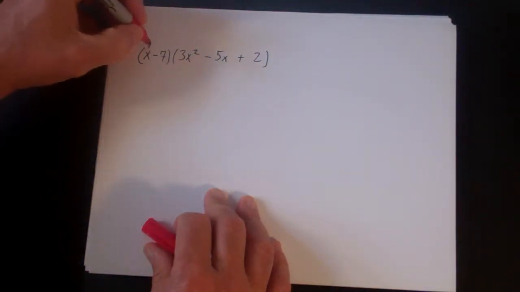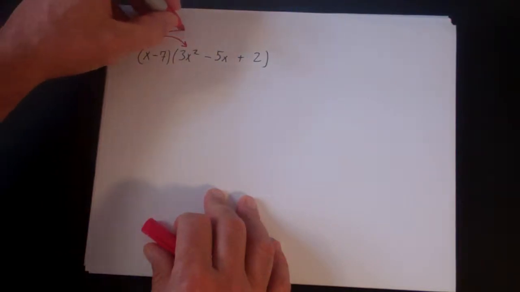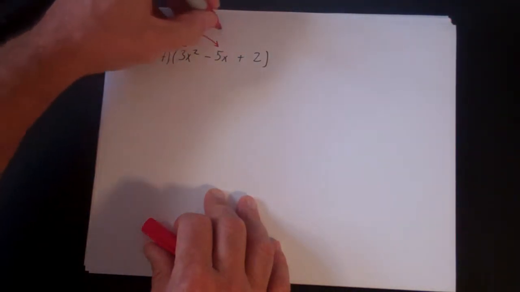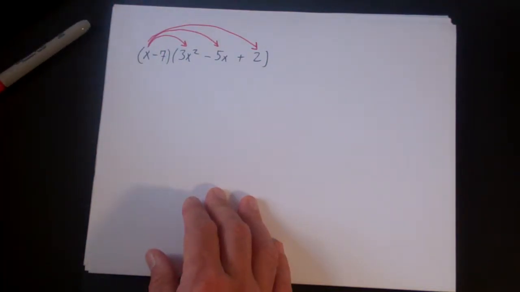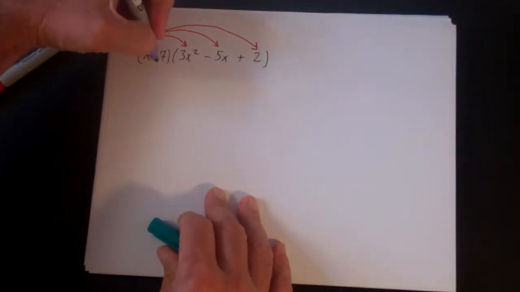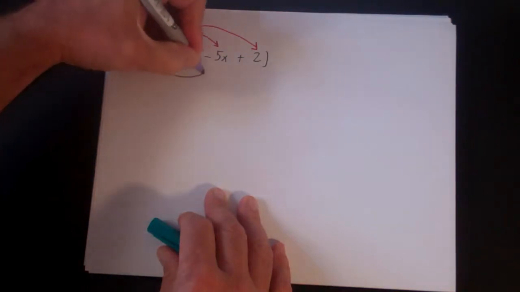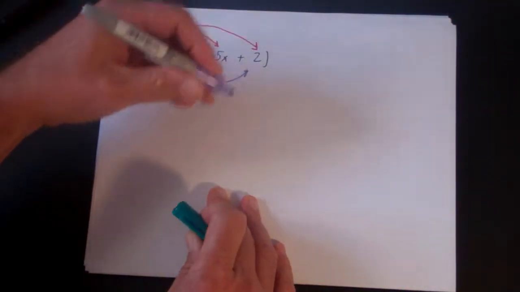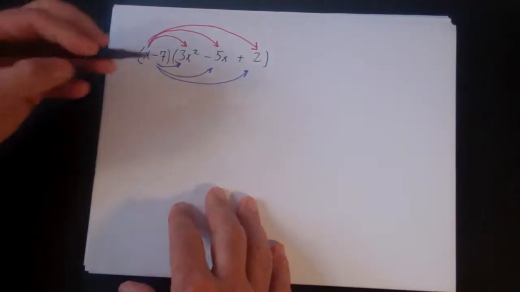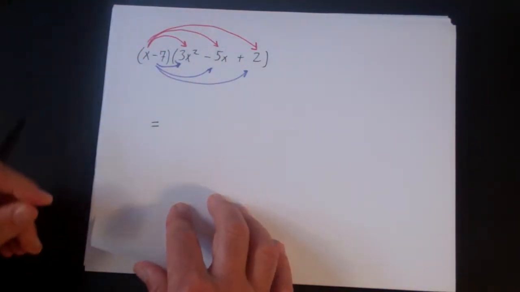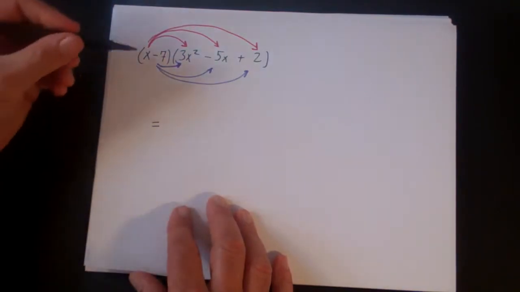So first thing we're going to do is distribute the x. We're going to take the x and multiply by every single term inside the parentheses. And then after we do that, we're going to take the minus 7 and do the same thing. And I'm going to arrange my answers in a certain way. You don't have to do it that way, but it helps a little bit keeping everything straight.